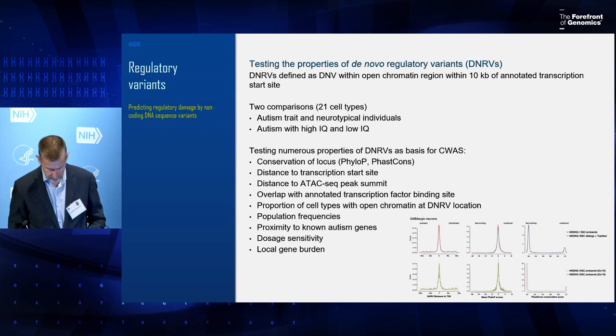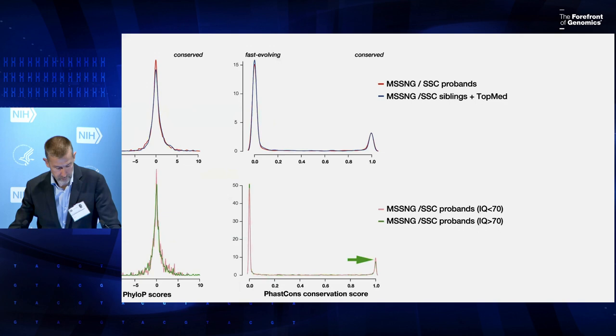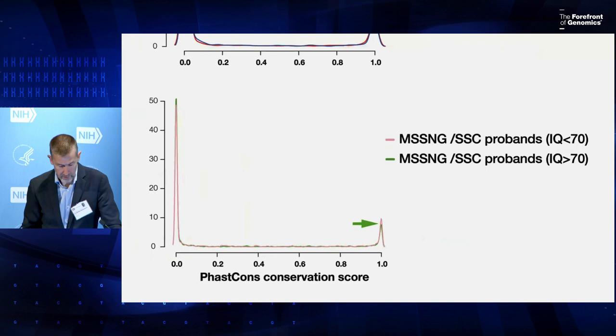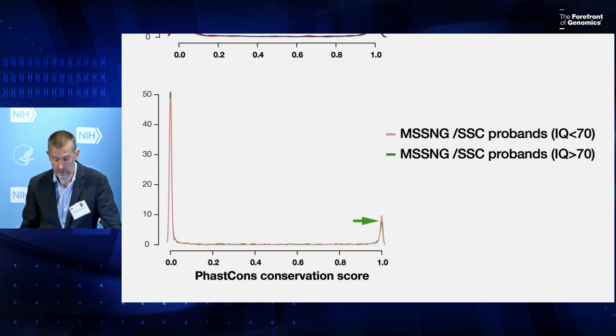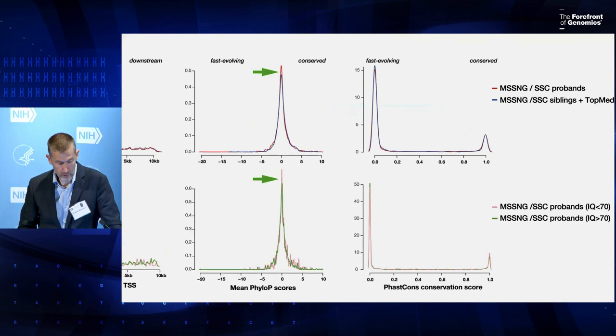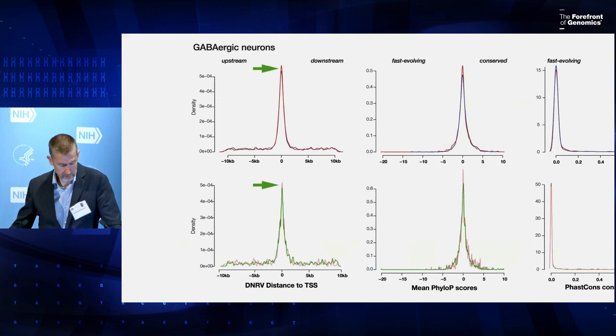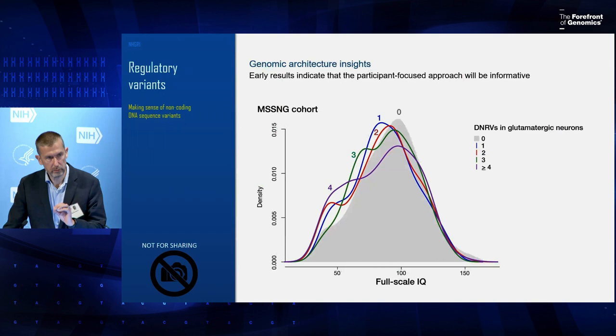So Eric Sosa in the group has been very busy, and he's looking at things like the phastCons score, and it looks like there could be an increase in conservation of these loci in the individuals with low IQ versus high IQ. He's also taking the phyloP scores, and we're doing more analysis on that. And also looking at the distance of the de novo regulatory variant to a canonical transcription start site for a gene.